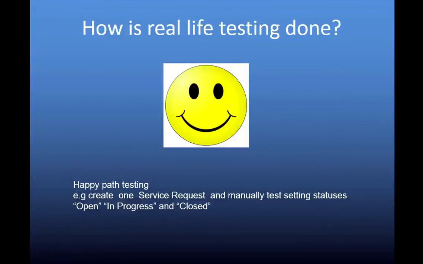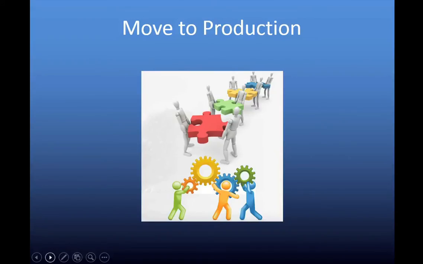So how is real-life testing done for these real-life Siebel scenarios? Well, we call it the happy path testing. The developer creates one service request type, moves it to some of the critical statuses, for example, open, in progress, and closed. If everything checks out, the build is moved to test. The QA people come in, they test a few additional service request types and statuses, and then if everything checks out, the build is moved to production. And everyone lives happily ever after.